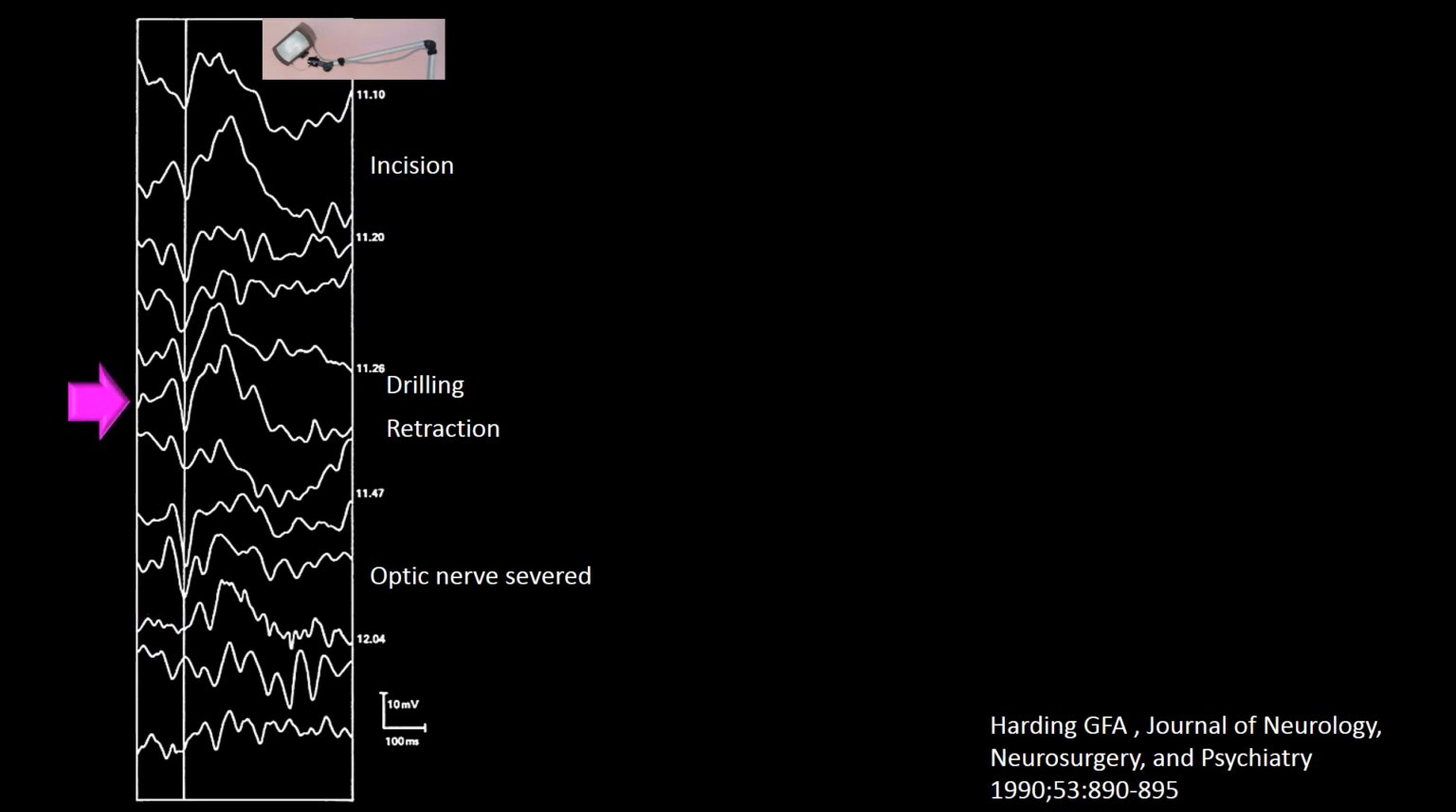But the most interesting occurrence in this sequence, I think, is that at this point, indicated by the arrow, the wave looked good. At this time, it is almost gone, and here it is good again. I think that this is remarkable because it shows the capacity of the visual pathway to recover.